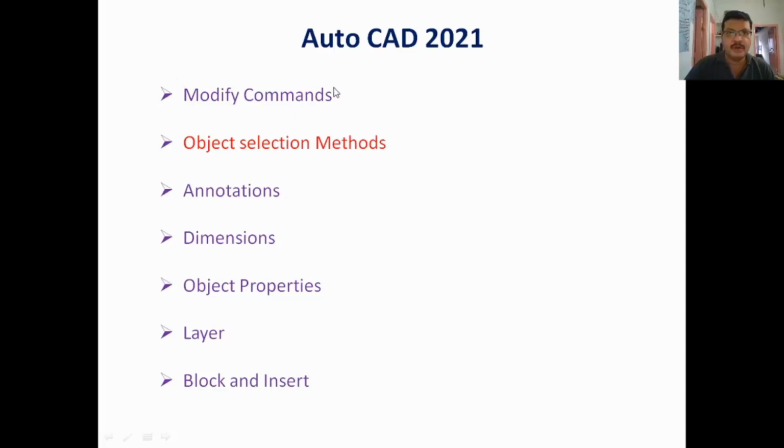Next we will discuss the modify commands. To discuss the modify commands, first you need to know what the object selection methods are, because for all the modify commands, we have to use these object selection methods. First I will take a few entities and explain the object selection methods. After that I will go to the modify commands.